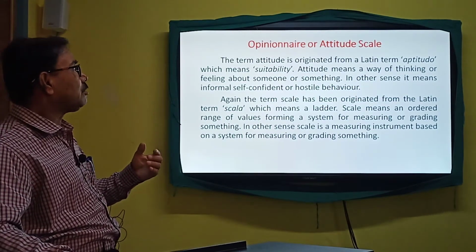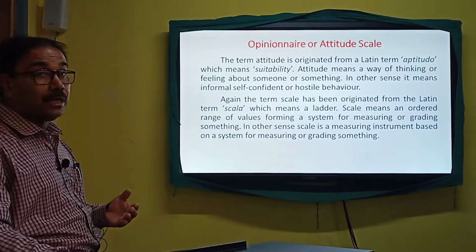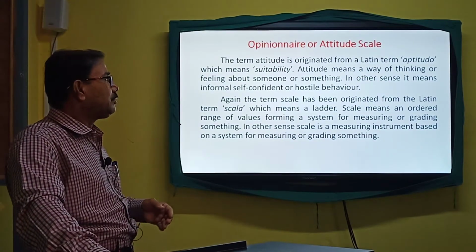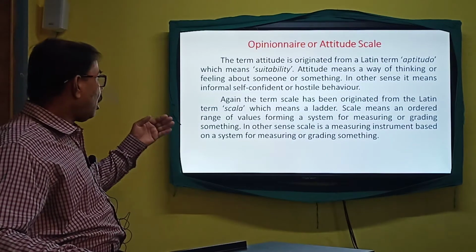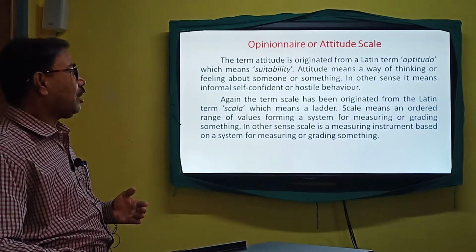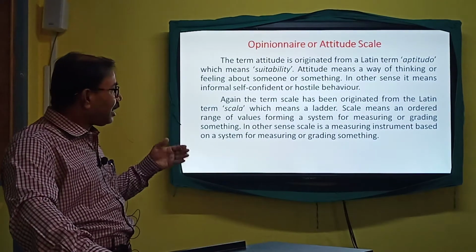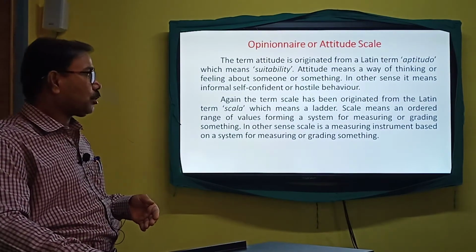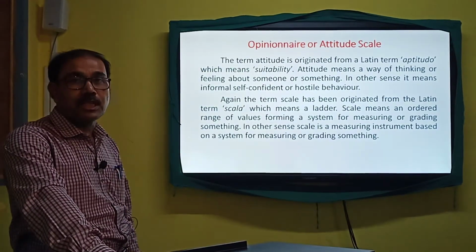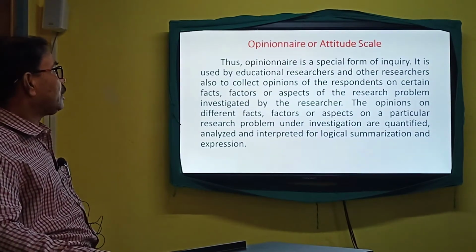Now let us come back to the term scale. And this term has been originated from the Latin term scala. And this term scala means a ladder. Therefore, scale means an ordered range of values forming a system for measuring or grading something. And in other sense, friends, scale is a measuring instrument or tool based on a system for measuring or grading something which has special importance in the field of research. Let us go to the next slide.